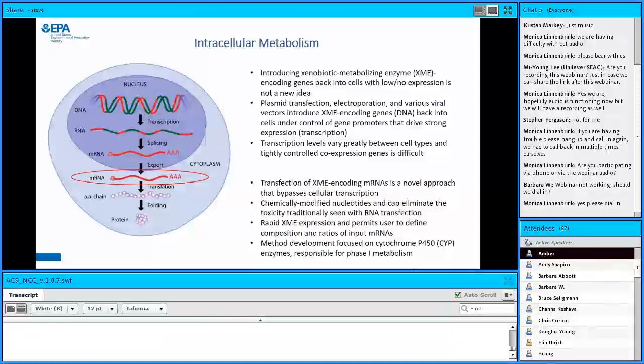And so this is what we explored in this project, and so our method development focused on cytochrome P450 enzymes, which are in the realm of what we call phase 1 metabolism. So these are largely oxidation reactions.